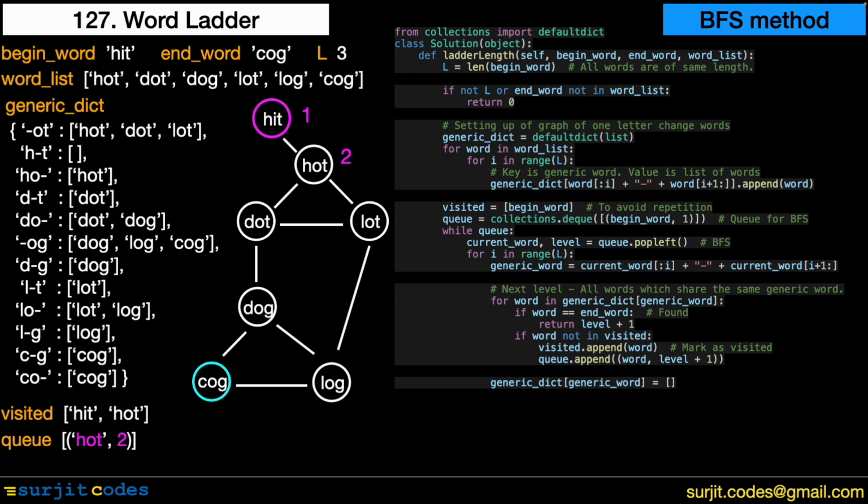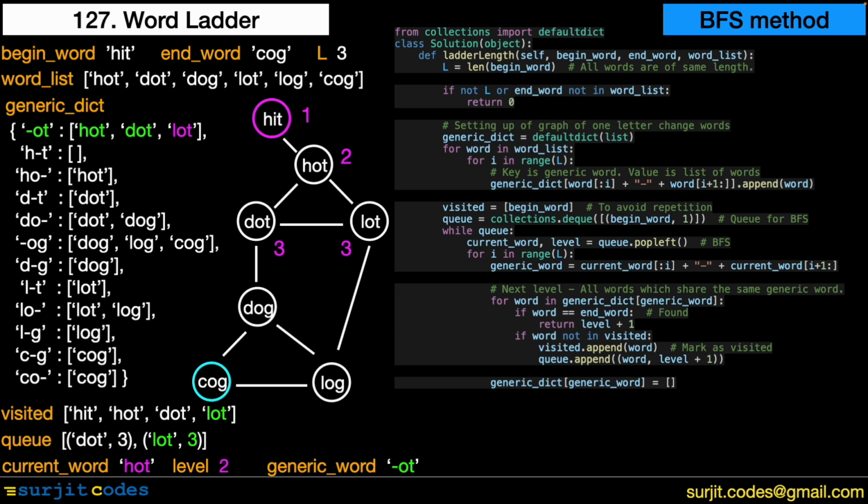Hot is extracted from the queue and it becomes the new current word. Its first generic word is dash OT. It is present in the dictionary which has three words in its list. In the first iteration, word is hot. It is not the end word, but it is present in the visited list, so we move to the next word. Next word is dot. It is added to visited and also to the queue at level 3. Next word is lot, which is also added to visited as well as to the queue. After processing all the words of dash OT, its list is cleared.